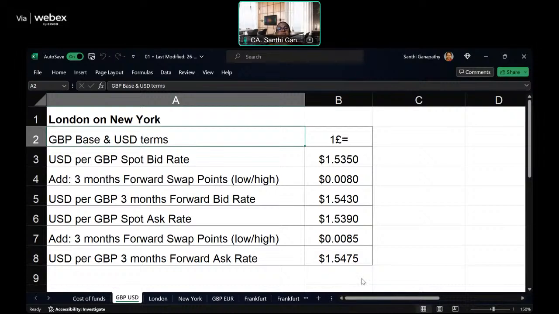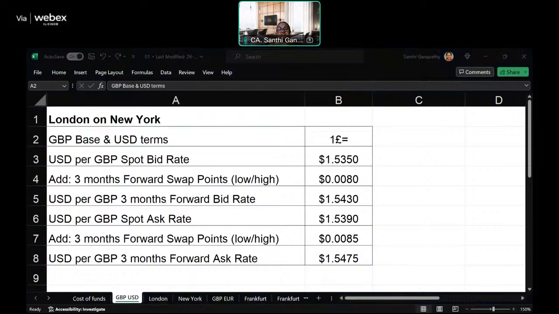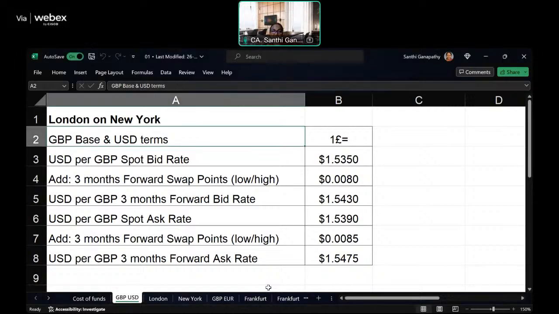So 1 month, 2 months and all what is given is irrelevant for us. And 3 months forward swap points is low high. Therefore, we will add. If it is low high, the base currency is at a premium. Therefore, we have to add.